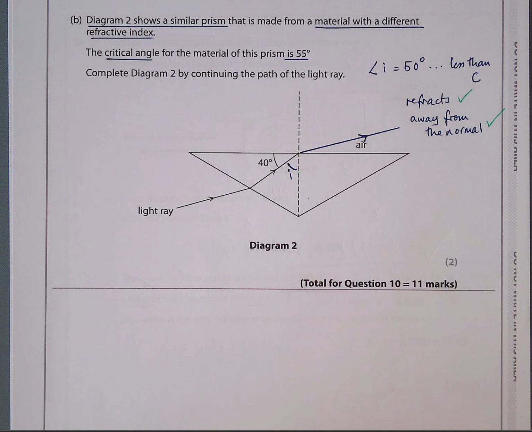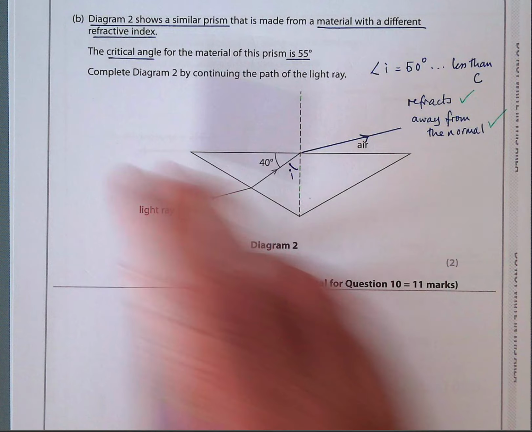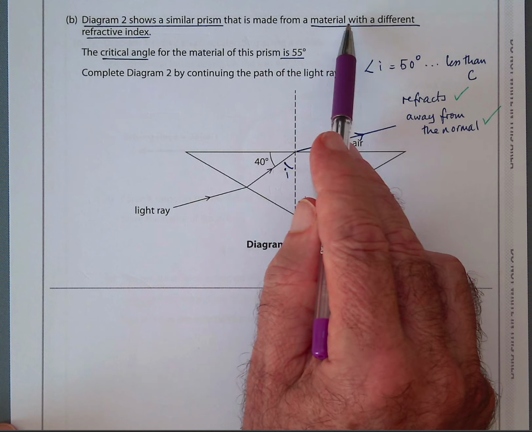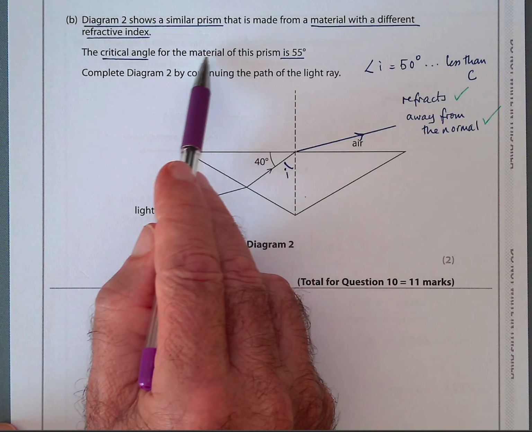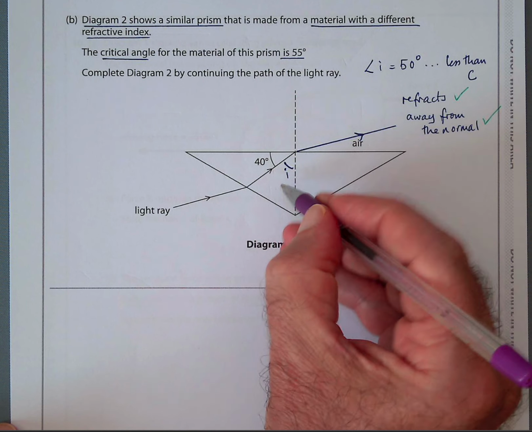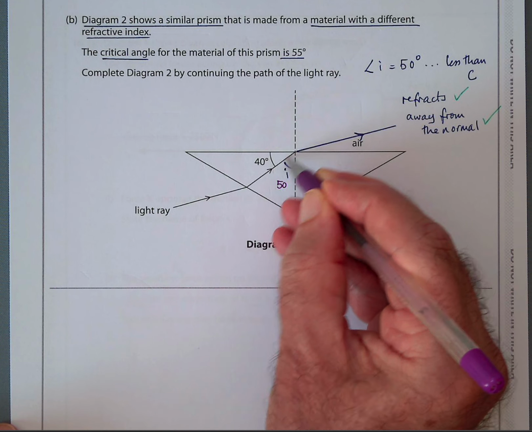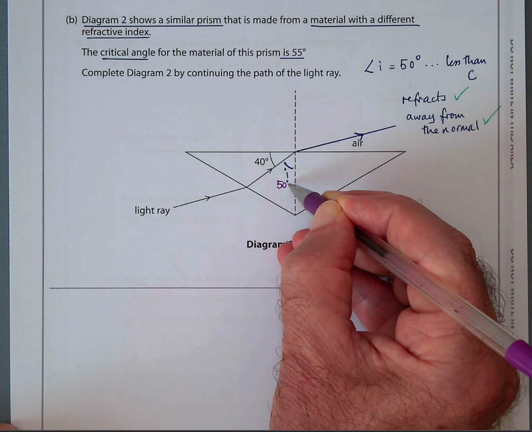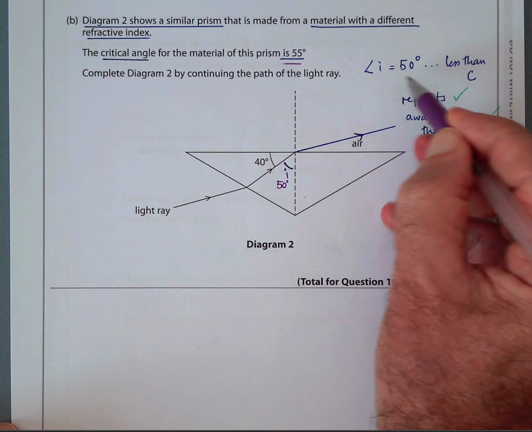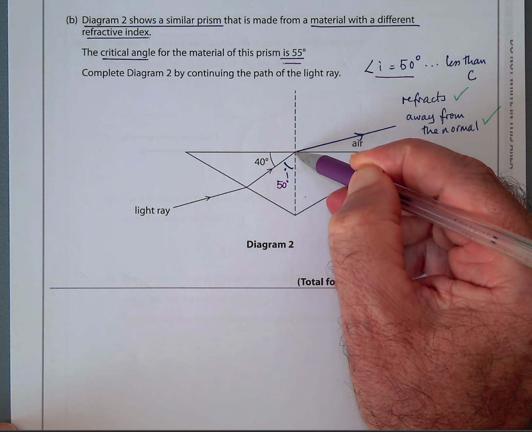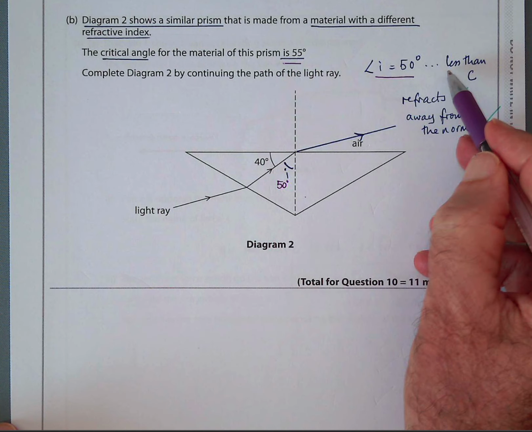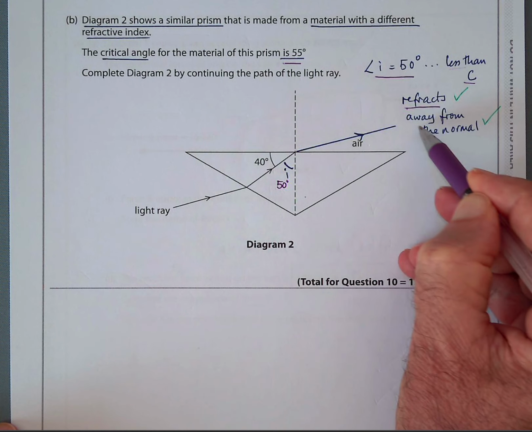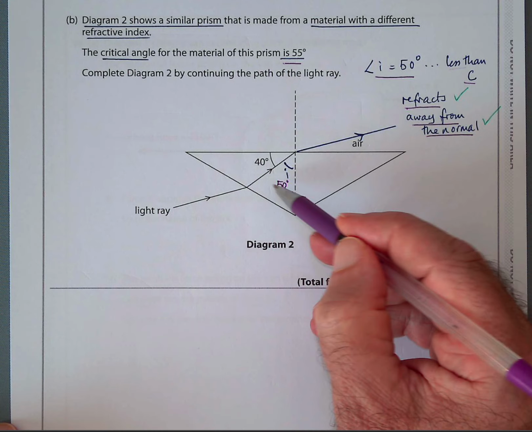The question continues with the second diagram. Diagram 2 shows a similar prism, looks like the same shape, but it's made from a different material, a different refractive index. The critical angle for the new material is 55 degrees. Remember, if the angle goes in the same, and here is 40 degrees, this is still 50 degrees. This time, the angle here is smaller than the critical angle, so angle i, incident here, which was called point B before, is now less than c, so it's not going to reflect, but it's going to refract.